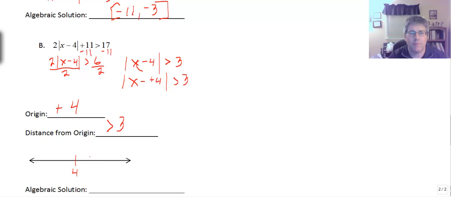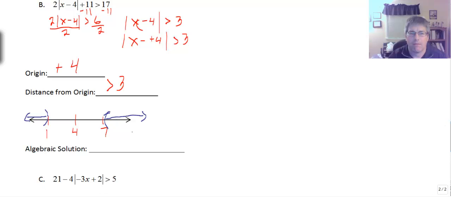So I'm going to start with 4 in the middle because that's my origin. I need 3 units to the right, so that's 7. 3 units to the left is 1. I want all the points that are more than 3 units away. So I'm going to use the parentheses because I'm not going to include exactly 3 units. So everything to the right of 7 and everything to the left of 1. So our algebraic solution, -infinity to 1, not including 1, in union with 7 to +infinity.